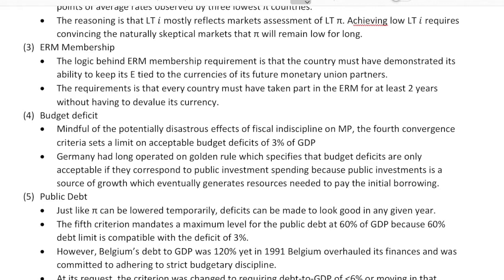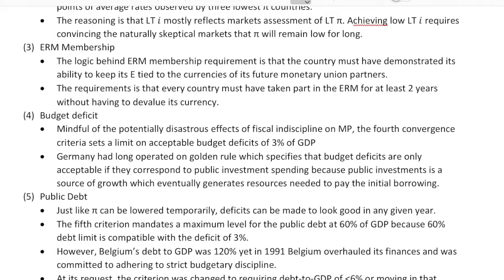As I mentioned before, Germany had long operated on the golden rule, which specifies that budget deficits are only acceptable if they correspond to public investment spending, because public investment is a source of growth which eventually generates resources needed to pay the initial monies borrowed, right? So that was Germany's school of thought, and they wanted to impose that on everybody else.